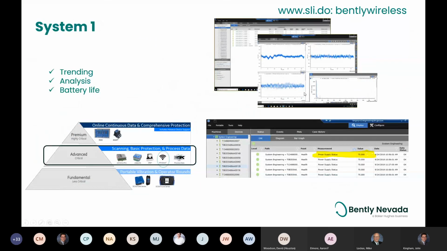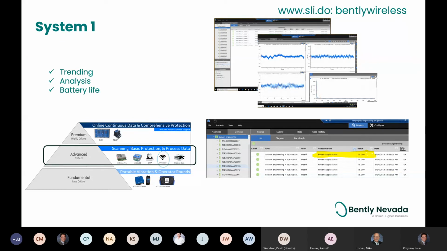Now, System 1 is where we're going to feed all of our data to. So you're going to get trending of those overall values. You're going to be able to do analysis on your spectra and waveforms. And, of course, you'll also see the battery life. And with System 1, you can set up alerts, typically software alerts 1 and 2, that can be emailed to you and so forth to let you know when something has gone above a certain level.